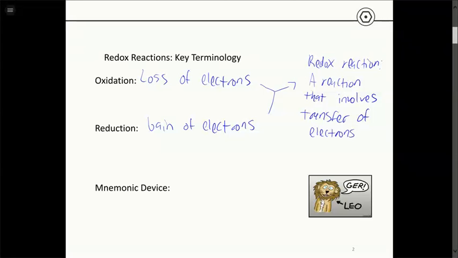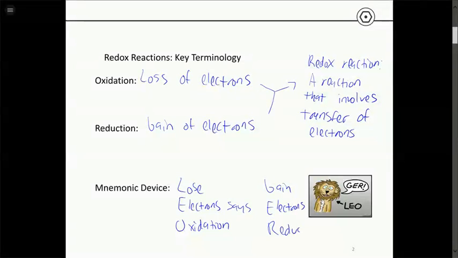All right, so there's a nice little mnemonic device to help us remember the difference between oxidation and reduction. The mnemonic goes, Leo says grr. Leo is a lion, and lions say grr. So if you lose electrons, that's an oxidation. And then if you gain electrons, that's a reduction. All right, so that's how we remember which one's which.